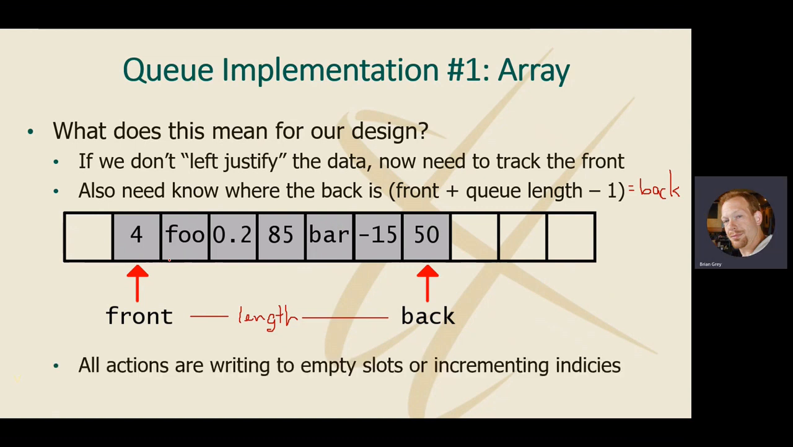And then once we have that, actions just become writing to empty slots, right? We're going to write to the slot after the back when we enqueue, and then we're just going to add one to our back and increment it. And when we dequeue, we're going to nuke the slot at the front and then increment our front. Those are all big O of 1 operations. So we're back to good. Hey, the system works.